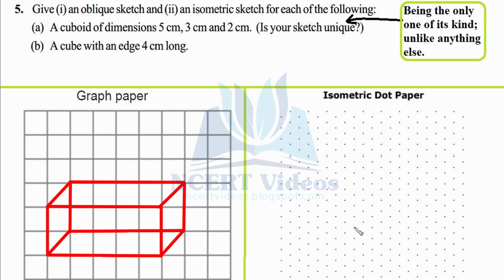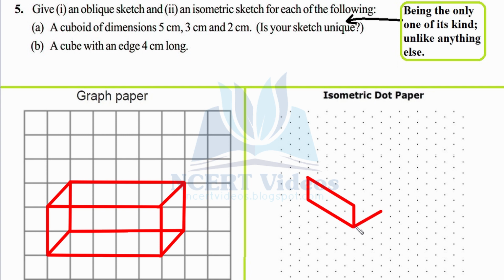Now we have to make an isometric sketch, that is on isometric dot paper. So first of all, we draw height, that is 2 cm, that is connecting 3 dots. Then we will create its length, that is connecting next 5 dots, that is 5 cm. Then let's construct its height again, because we are first creating its front face. Now let's give it a depth, that is we have depth of 3 cm, that is connecting next 3 points from all the 4 edges.